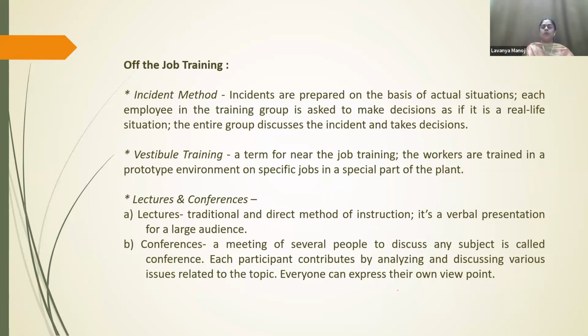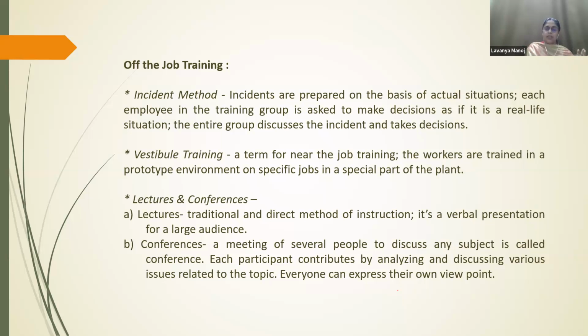Vestibule training is like near job training. The workers are trained in a prototype environment, not the actual environment, on a specific job. That prototype environment can be within the same building, within the same premises, or somewhere outside the premises. That can be done, but the same prototype, like the organization workflow, is being given.